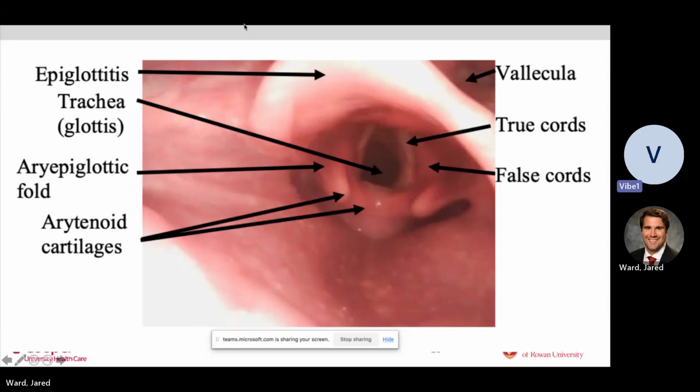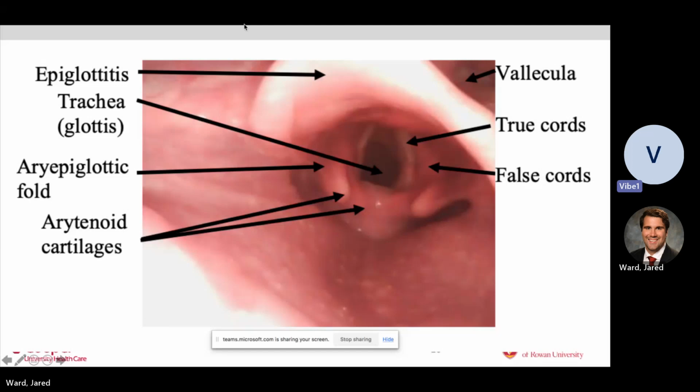So obviously you have the epiglottis. Above that is your vallecula. You have the true vocal cords, and you have the false vocal cords outside of them. You have your arytenoid cartilages, but mainly what you want to see, anytime you're going in for an airway, is to identify the epiglottis, if you can, the vallecula, and the true vocal cords. And if you're really lucky, you'll see this hyoepiglottic ligament.